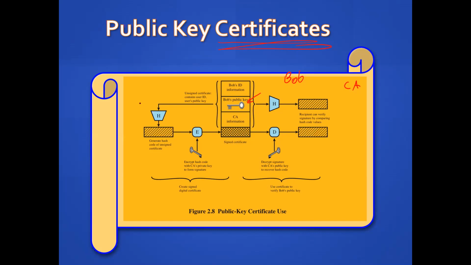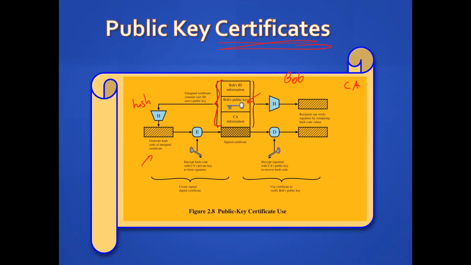Then we use some kind of a hashing function, right? Some kind of a hashing function, SHA-256, etc. And we take the contents of this, the certificate, and we hash it. So we generate a hash code of the unsigned certificate.